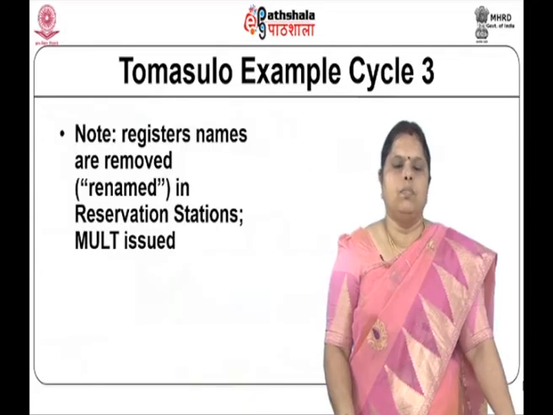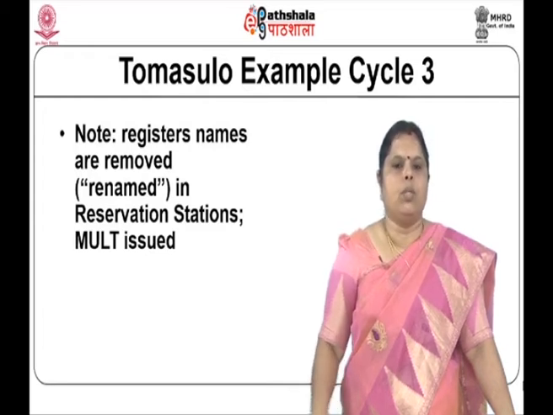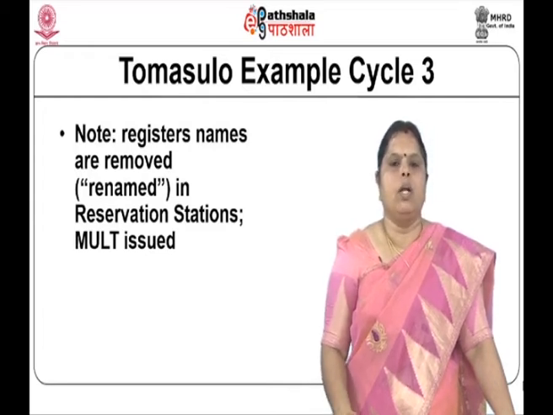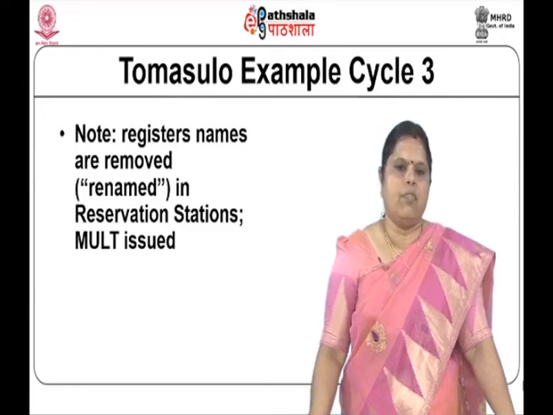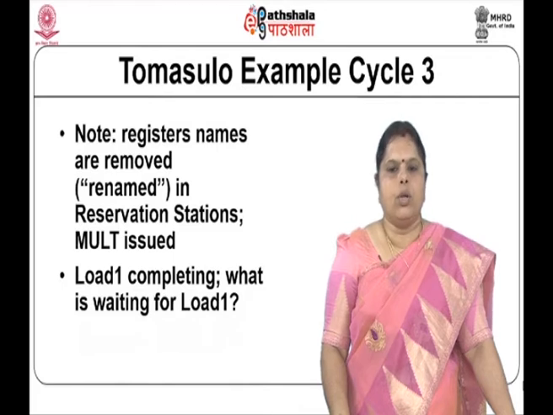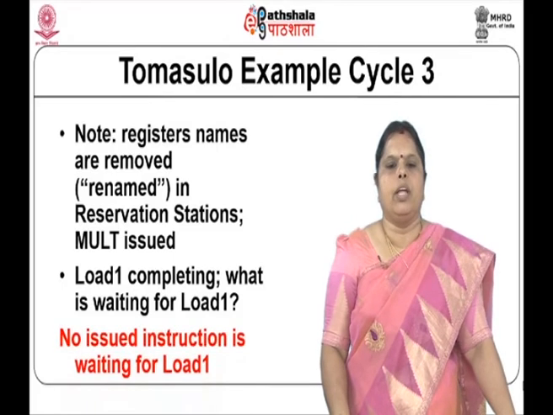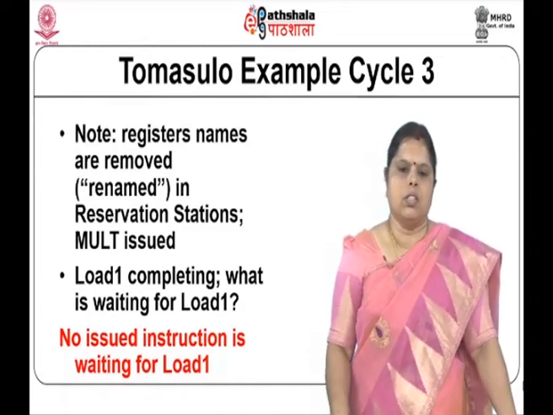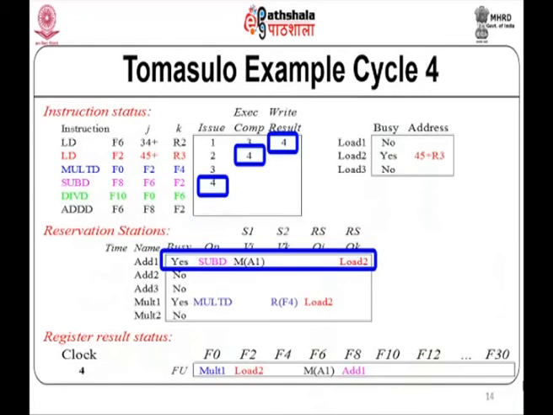Observe the fact that the register names have been removed and renamed with the help of reservation stations when your mult instruction has been issued. The operand has already been read from the register and buffered in the reservation station allocated to your mult instruction. That is the renaming process that happens. And during clock cycle 3, load instruction 1 is completing. Now, what is waiting for the load instruction? You do not have any issued instructions waiting for it, so you do not have to worry about it for the time being.